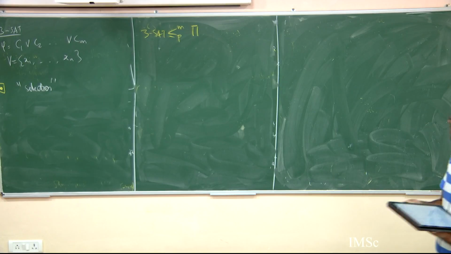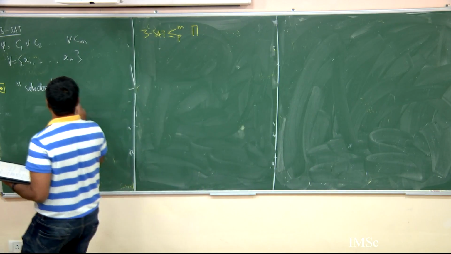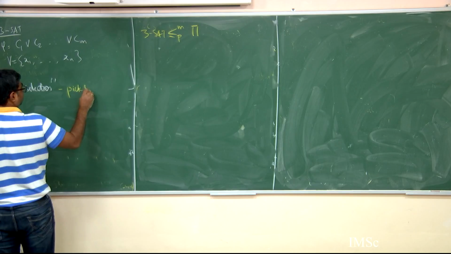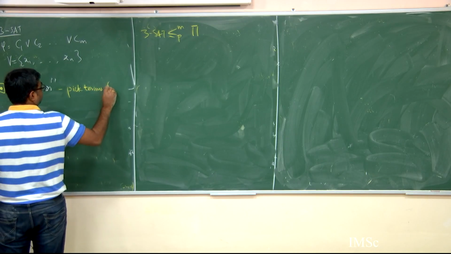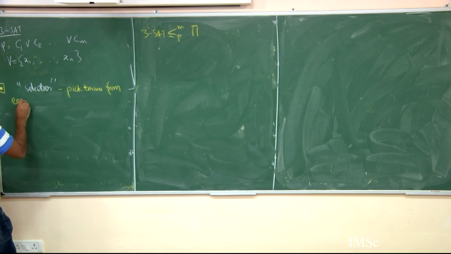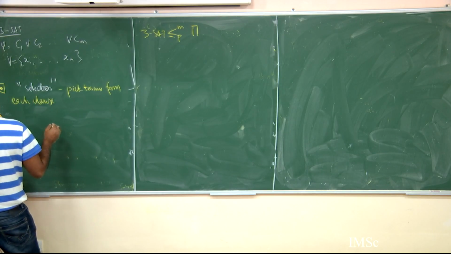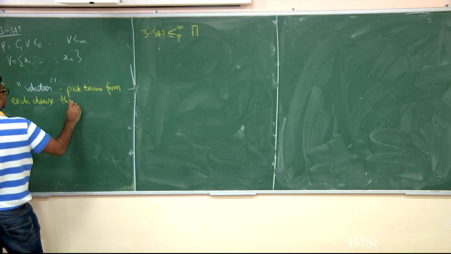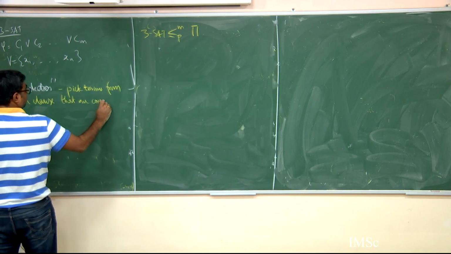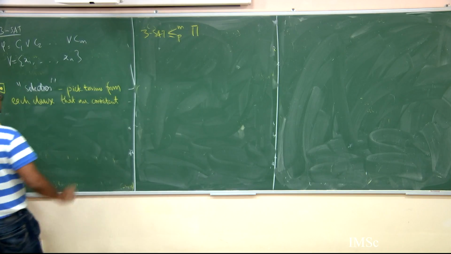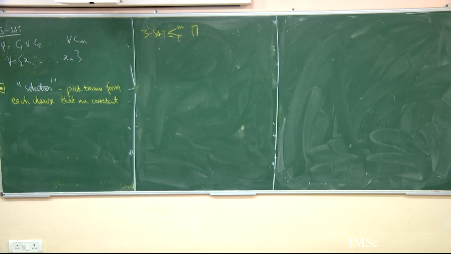So what does this mean? Selection: pick terms from each clause that are consistent. If you're able to pick a variable from each clause which are consistent, meaning you're not picking both xi and xi bar, then you have your selection. Then you have an assignment: just set these to be true.